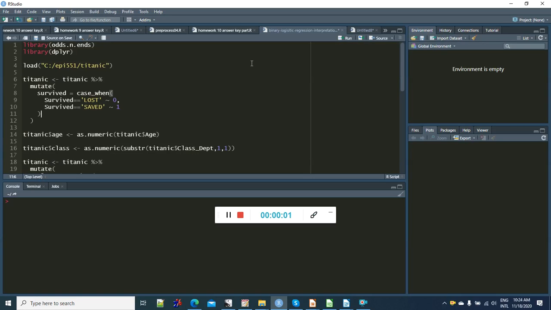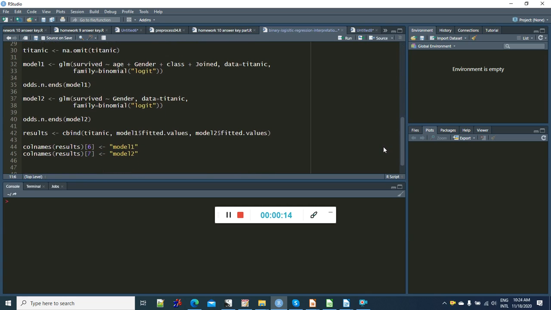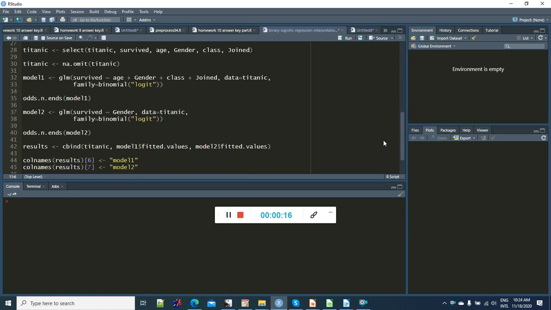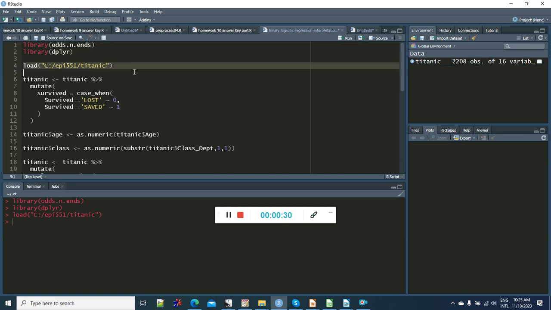Good morning, and today we're going to go a little deeper into how we interpret the results from a binary logistic regression model. The first 30 or so lines of the code are the same as the introductory lecture on binary logistic regression. We're going to use the odds and ends package and the duplicate package. We're going to load the Titanic dataset.